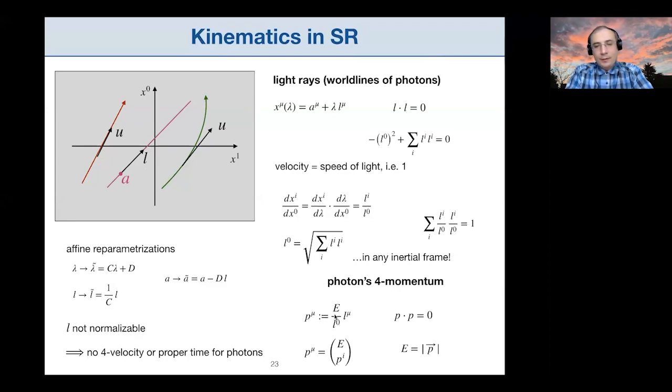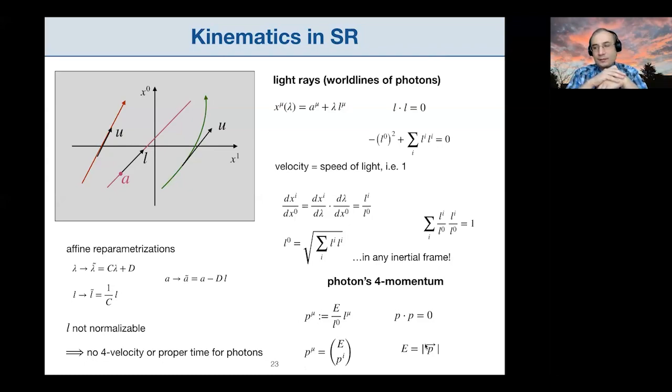So we define four-momentum to be E over c times L^μ. And P, the four-momentum vector, is null the same way L is null, so P times P is equal to zero. It's easy to check that if you break down the four-momentum into energy and linear momentum, the null condition simply means that the energy is equal to the magnitude of momentum.